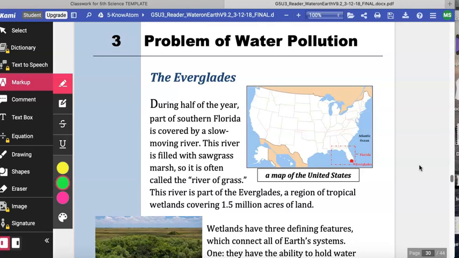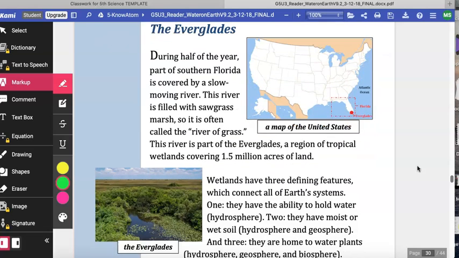The Everglades. During half of the year, part of southern Florida is covered by a slow-moving river. This river is filled with sawgrass marsh, so it is often called the River of Grass. The river is part of the Everglades, a region of tropical wetlands covering 1.5 million acres of land.